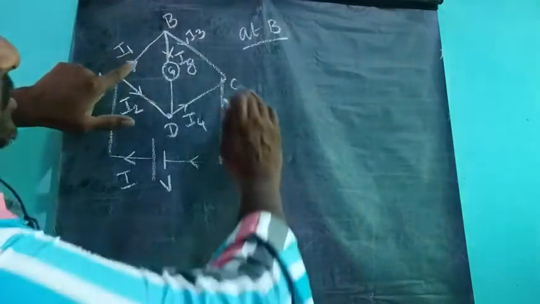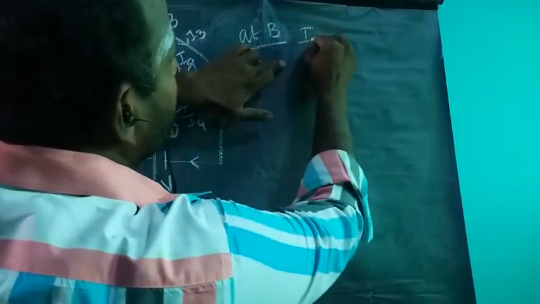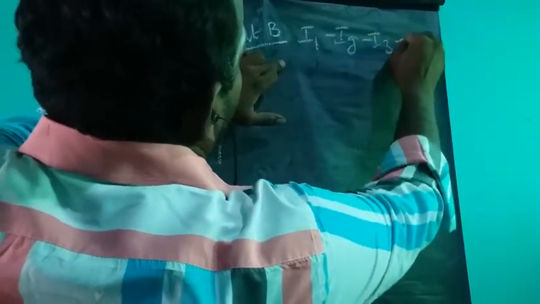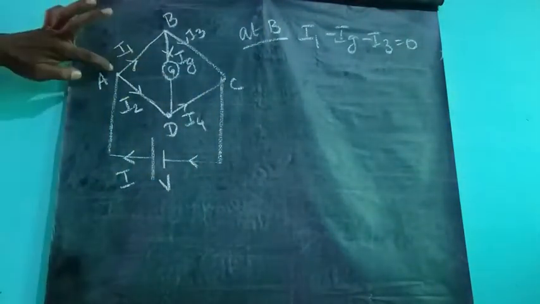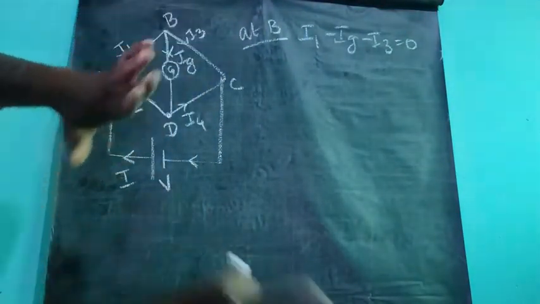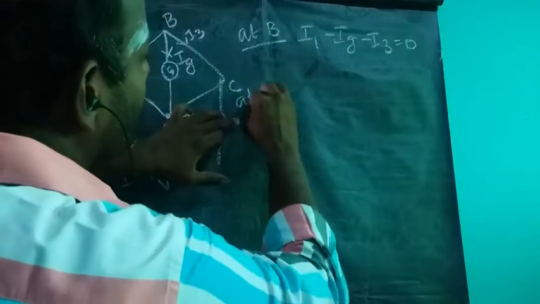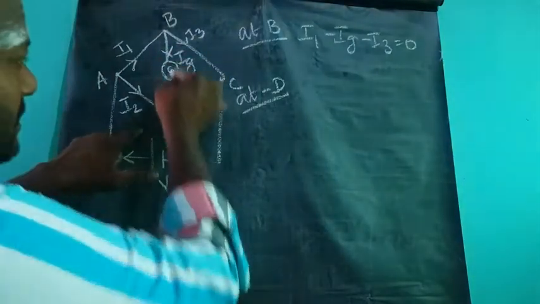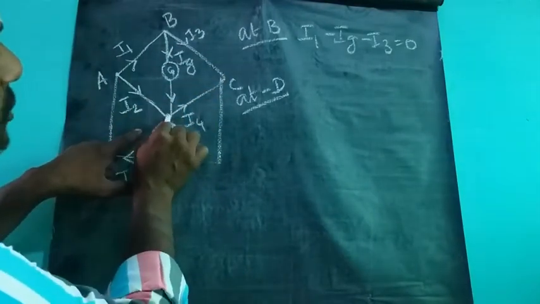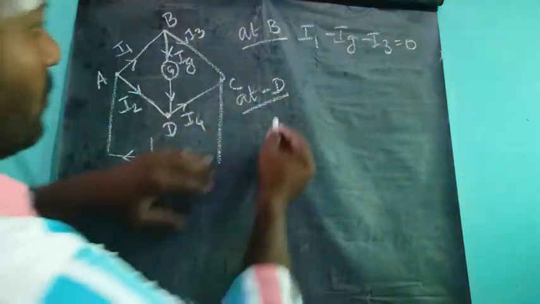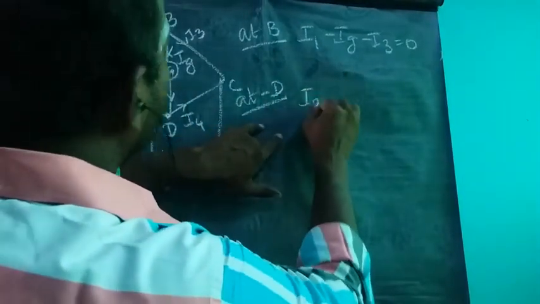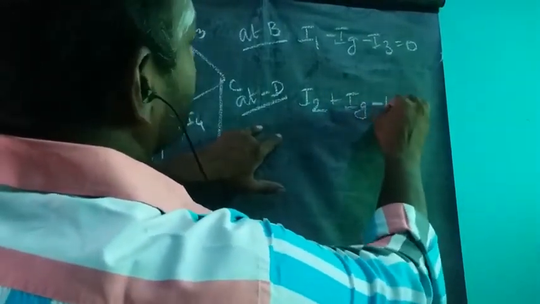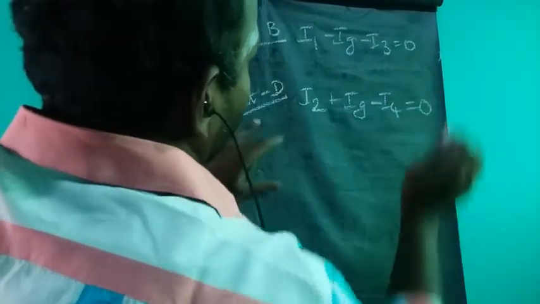If it is so, I can write I1 minus IG minus I3 is equal to 0, because I1 is moving towards and IG and I3 are moving away. At B. So at D, okay, here, IG is moving towards, I2 also moving towards, but I4 will be moving away. Okay, so now I just write I2 plus IG minus I4 is equal to 0.